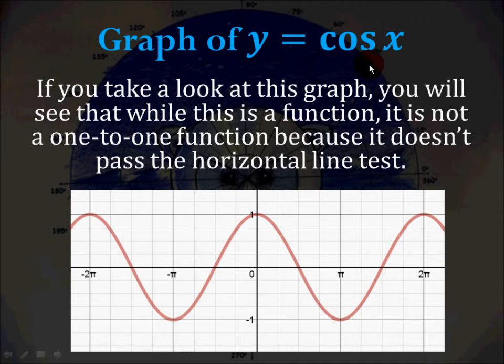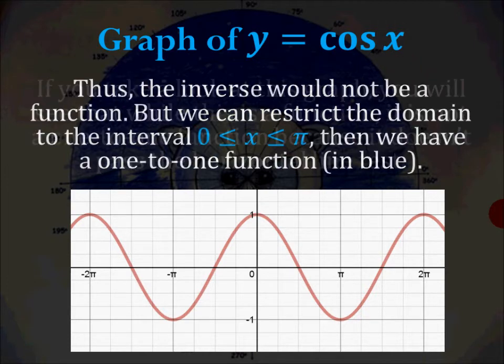So you can't merely take the inverse of cosine of x by flipping the x and the y. We have a little trick to do that. So the inverse wouldn't be a function, but what we can do is restrict the domain to the interval 0 to pi, so that x is in between those two numbers. Now we have a one-to-one function. So basically we're taking this entire cosine curve and we are only going to use values of x from 0 to pi.